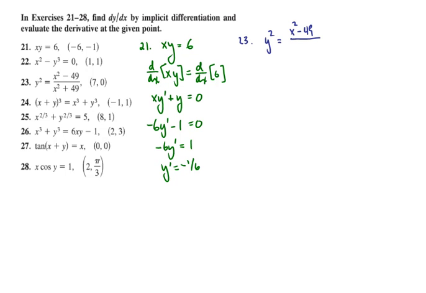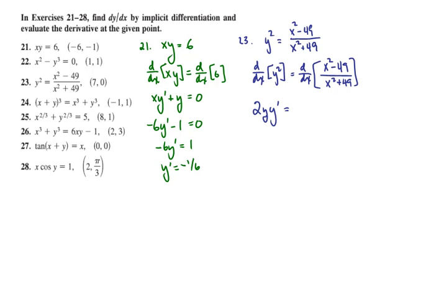In 23 we have y squared is equal to x squared minus 49 over x squared plus 49. So we have a couple of things that are going to make this challenging here, and the first one is obviously the quotient rule on the right side. We'll take the derivative of both sides with respect to x. On the left side we'll get 2y y prime, and on the right side we'll have a simple quotient rule in terms of x. So it's low d high, which will be 2x, minus high d low, which is also 2x, divided by low squared.